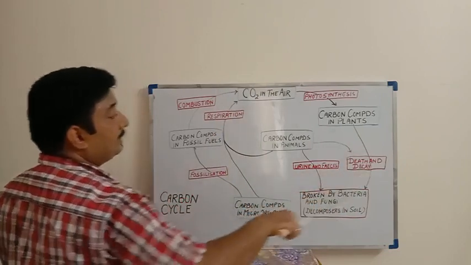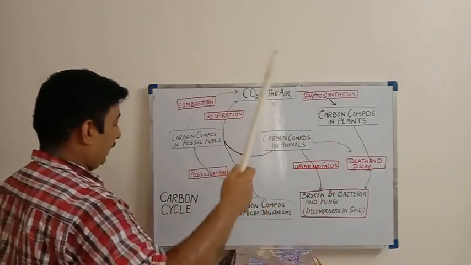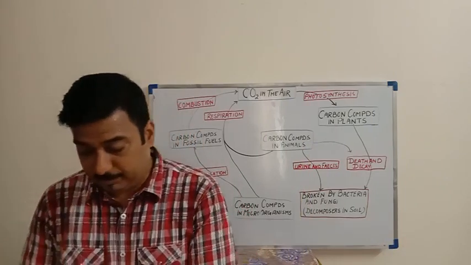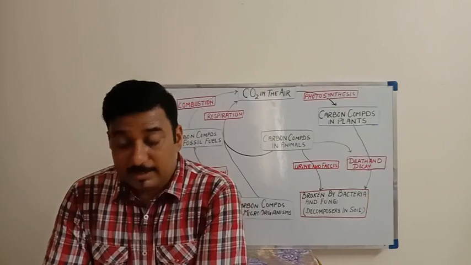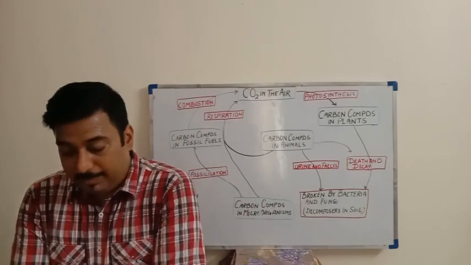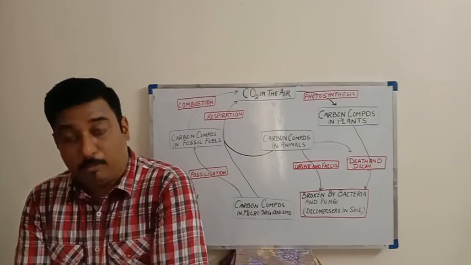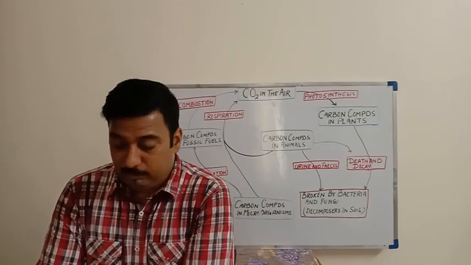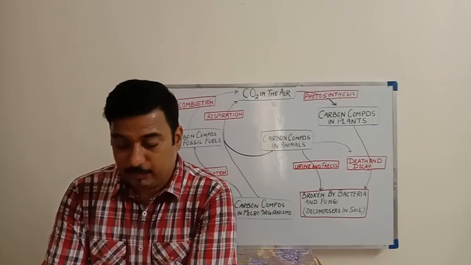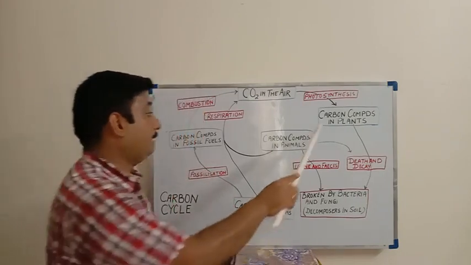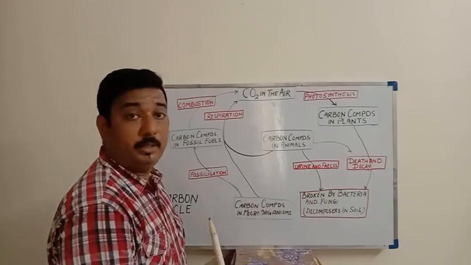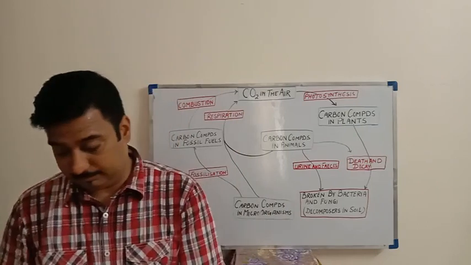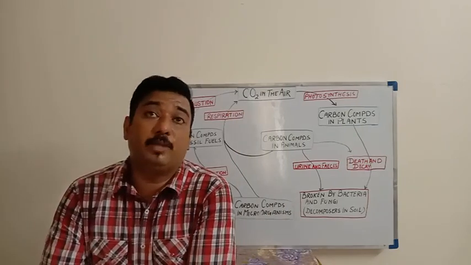So this is a very simple cycle showing the carbon cycle. The carbon cycle is a series of chemical reactions in which carbon as a chemical element, in the form of carbon dioxide, is removed from the air, used by living organisms in their body processes, and is finally returned to the environment, or again comes back to the air.